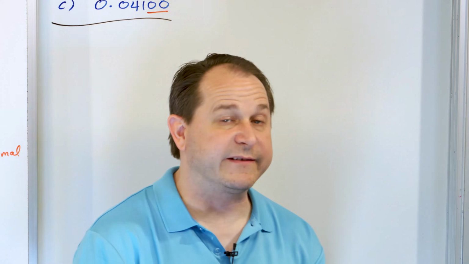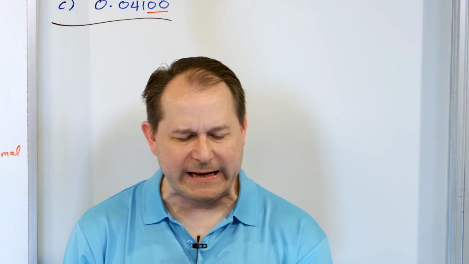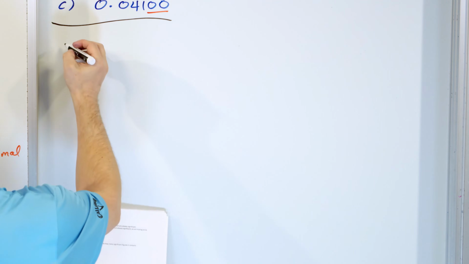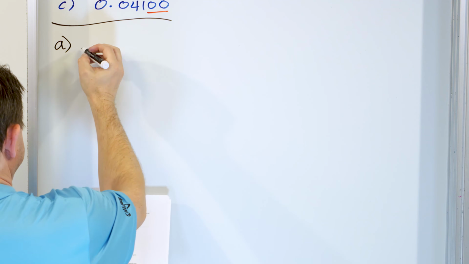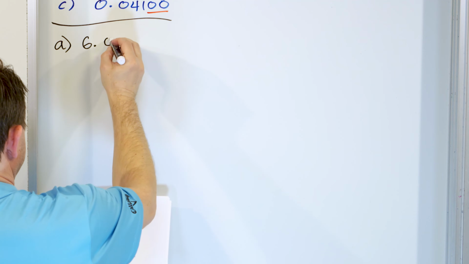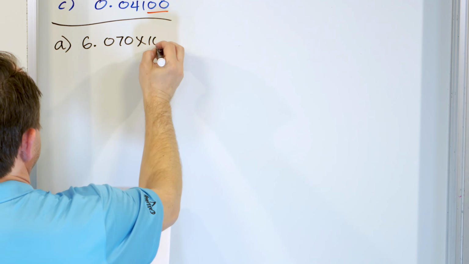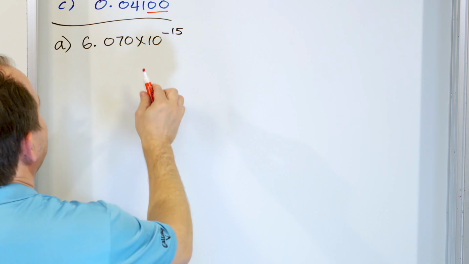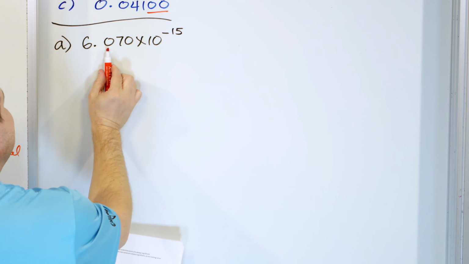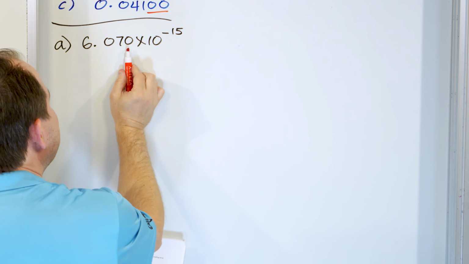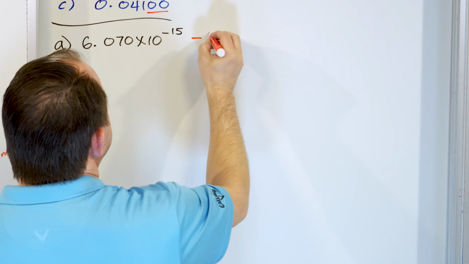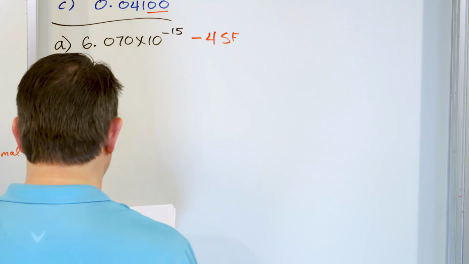Next, we're going to write down some numbers, and we're going to state how many significant figures each of these numbers contain. So for part A, 6.070 times 10 to the minus 15th power. How many significant figures does it have? We ignore this. Sandwiched zeros are significant and trailing zeros are significant with a decimal. So 1, 2, 3, 4 significant figures. 4 significant figures.